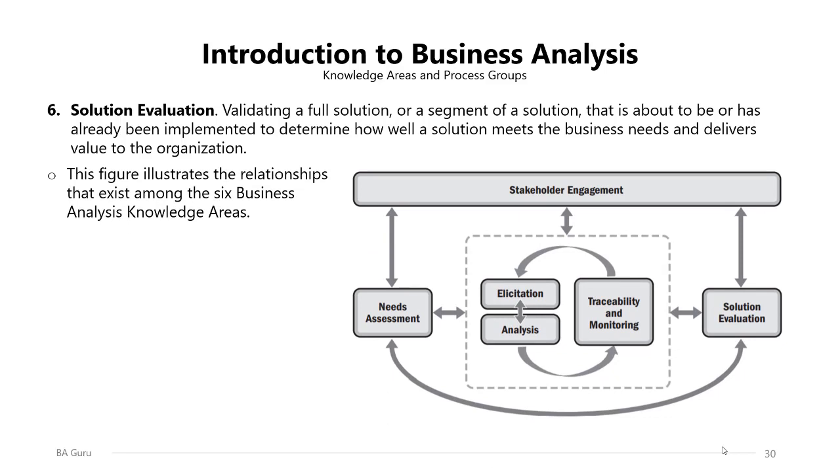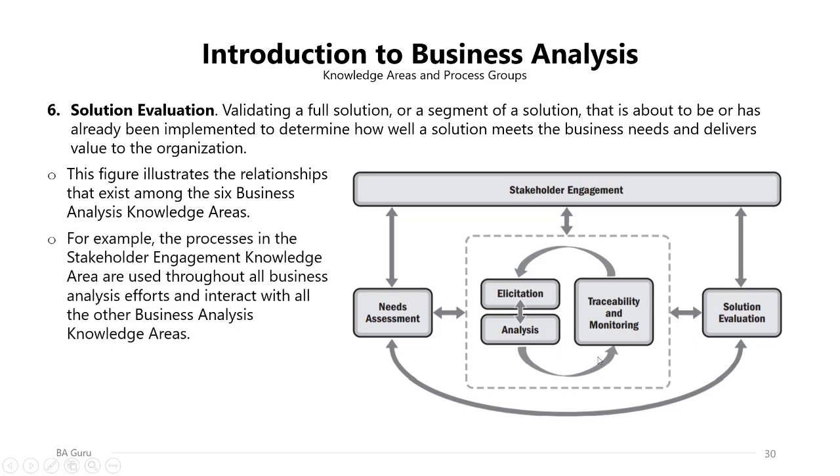This figure illustrates the relationships that exist among the 6 business analysis knowledge areas. We have the stakeholder engagement across the other 5. We will start with the needs assessment and we will be ending with the solution evaluation. Between the needs assessment and solution evaluation, we will conduct elicitation processes and then we will analyze the information we elicited, and we will have the traceability and monitoring across the elicitation and analysis. For example, the processes in the stakeholder engagement knowledge area are used throughout all business analysis effort and interact with all the other business analysis knowledge areas.